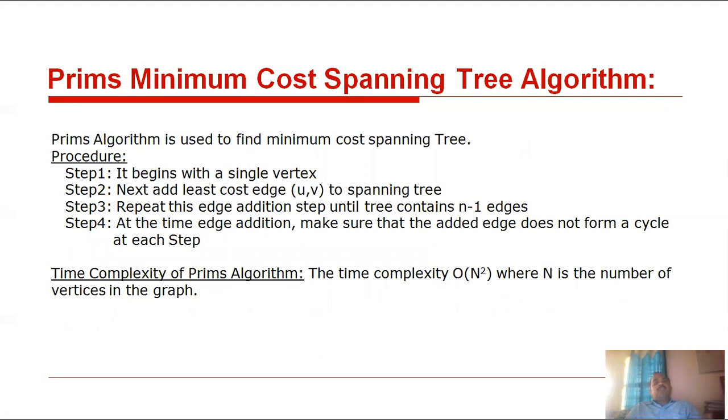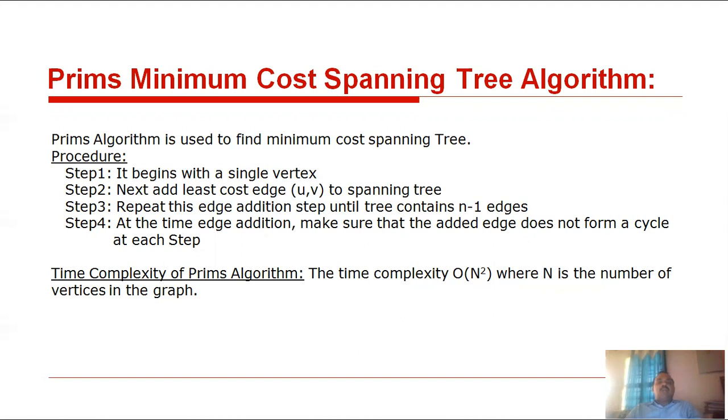Prim's minimum cost spanning tree. This is the Prim's minimum cost spanning tree algorithm. Prim's algorithm is used to find the minimum cost spanning tree. The procedure: Step 1, it begins with a single vertex. Step 2, add the least cost edge to the spanning tree. Step 3, repeat this edge addition step until the tree has n-1 edges.